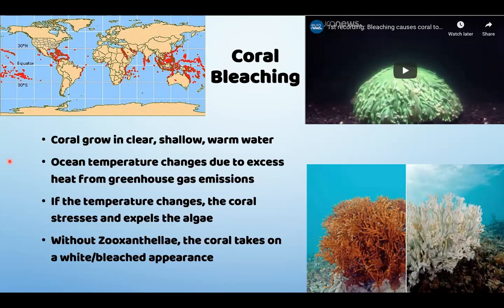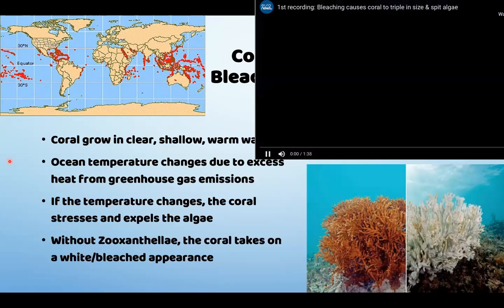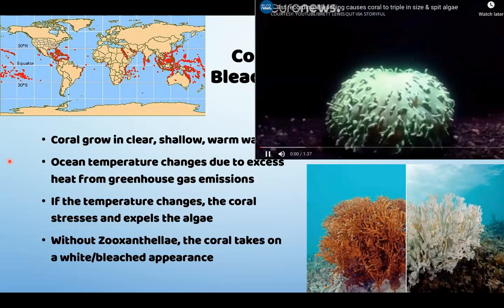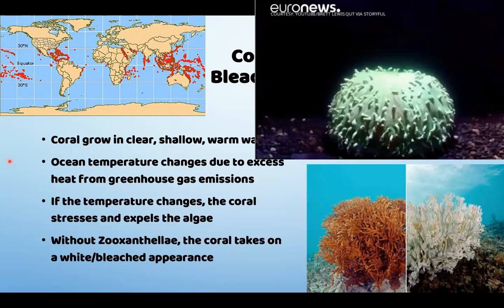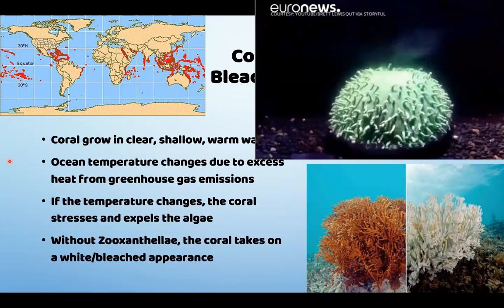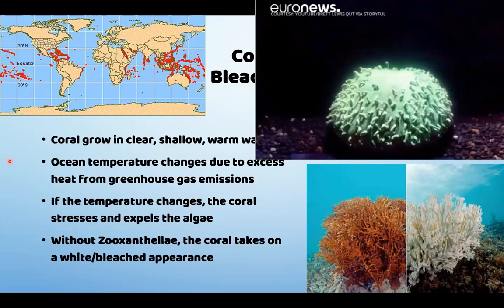Oceanic temperatures change due to excess heat from greenhouse gas emissions. And those emissions can include anything from sulfate, carbon dioxide, methane, or even water vapor. And as the temperature changes, the coral stresses and expels the algae. So we will watch a video. This was taken at Queensland University of Technology. The scientists captured coral bleaching processes on video.